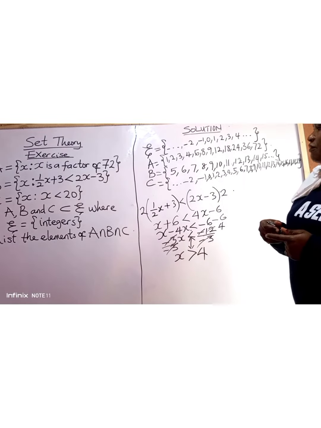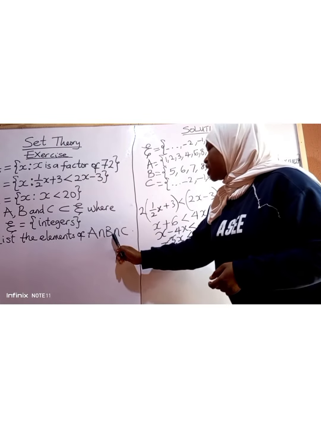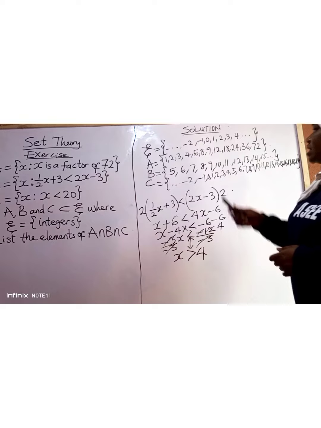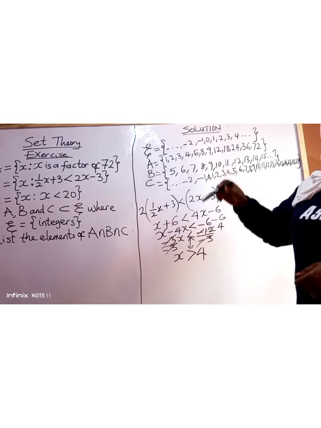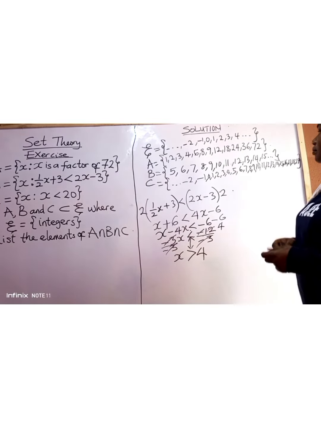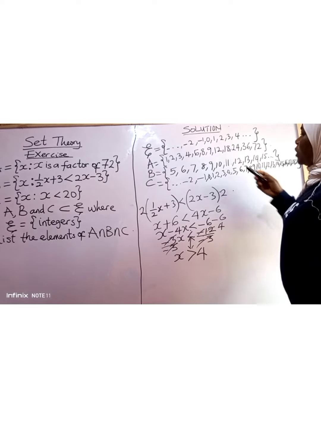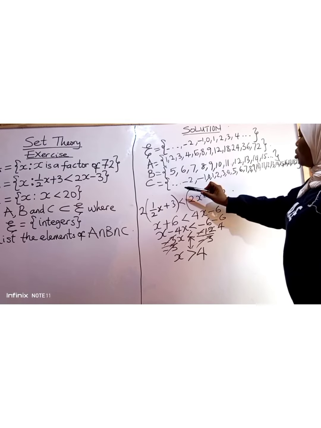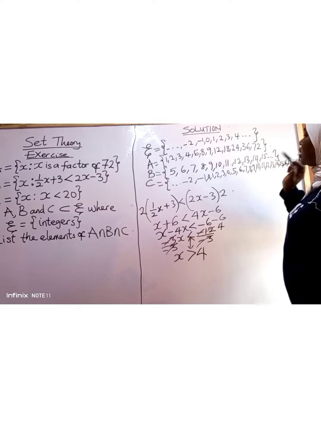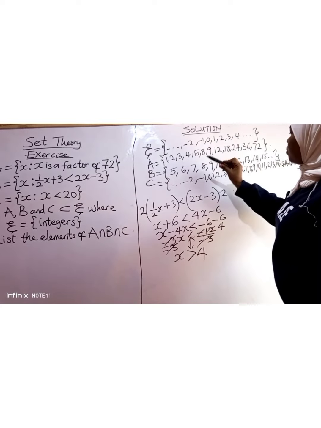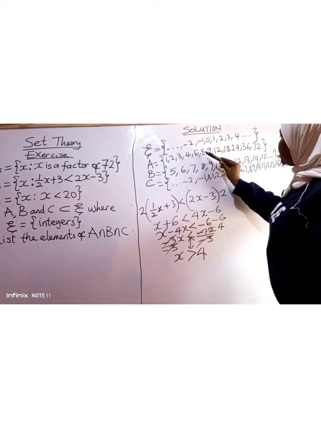Now let's find A intersect B intersect C. That is all the elements that are common to the three sets. Now, let's see. There's 1 here, 1 is not in B, 2 is there. So, let's see. What can we find?